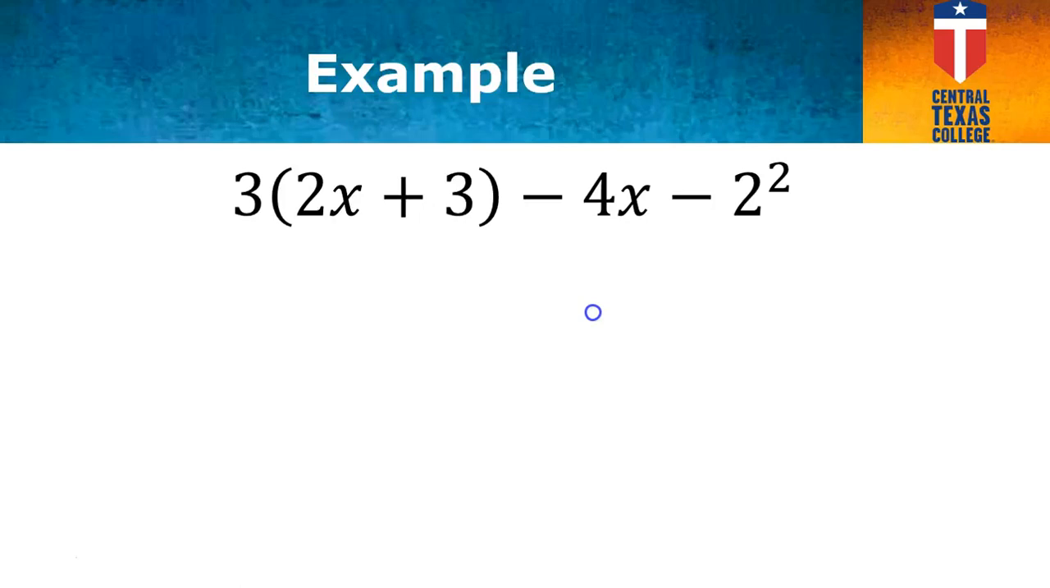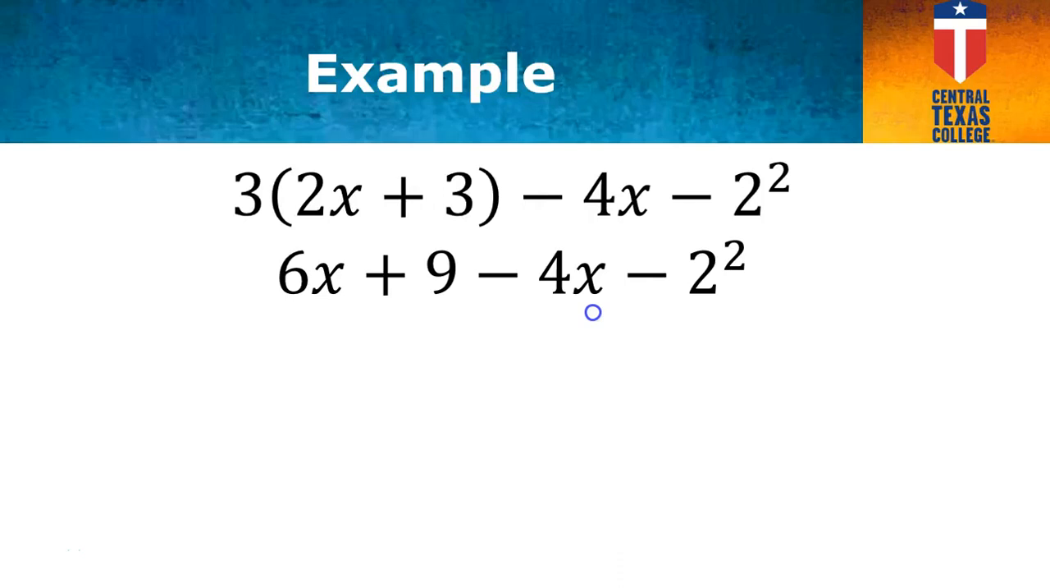We can't combine them. But we notice the 3 out front, and we can distribute that 3 in the parentheses to remove them. So we have 3 times 2x is 6x, and 3 times a positive 3 is a positive 9, and then we just write down the rest of the problem. So now that our parentheses are removed, please excuse.